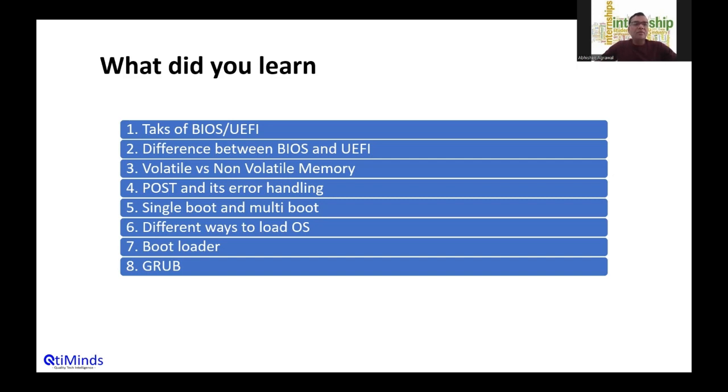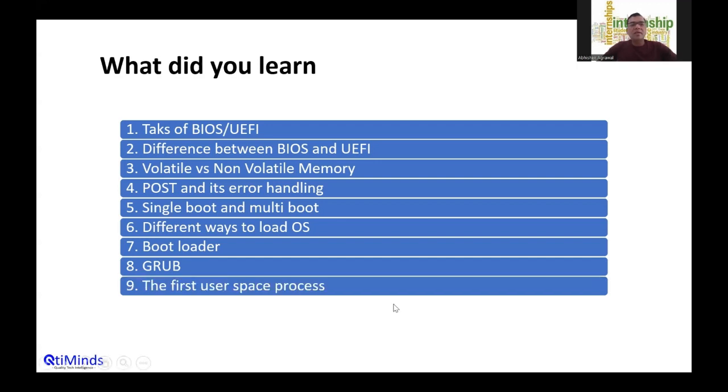Okay, so very good. We are coming to the end of this Linux boot process. The last question is the first user space process. Yes, you know very well. It's a daemon, systemd. It's the first user space process, right? Okay, so these are the things we learned.